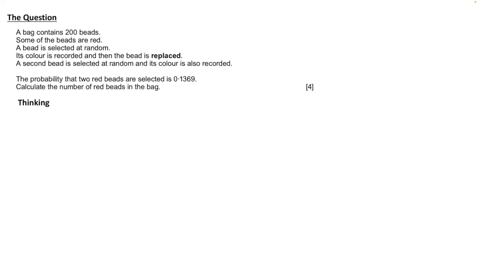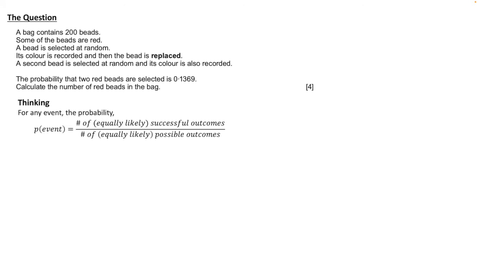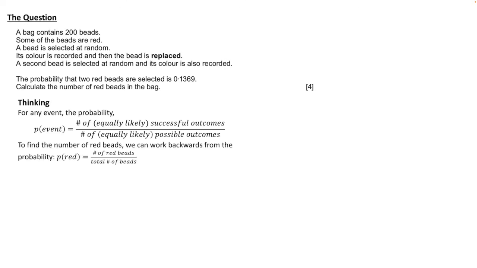Okay, so what are we thinking here? Well, first of all, we remember that for any event, the probability of the event is the number of equally likely successful outcomes divided by the number of equally likely possible outcomes. So, if we want to find the number of red beads, we can work backwards from thinking about the probability that the probability of getting a red bead is the number of red beads over the total number of beads. So, if we rearrange that by multiplying both sides by the total number of beads, we get that the number of red beads is equal to the probability of getting a red times the total number of beads.